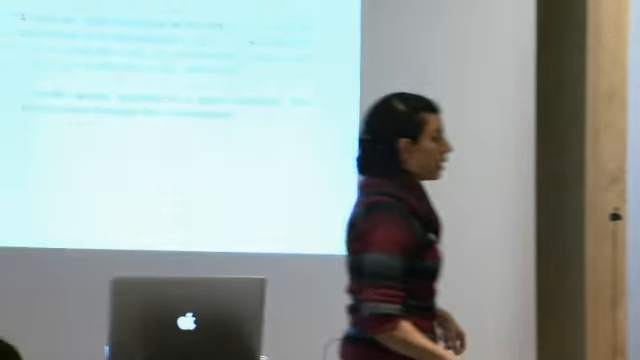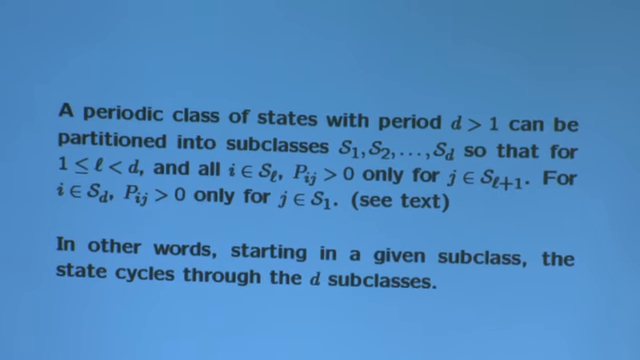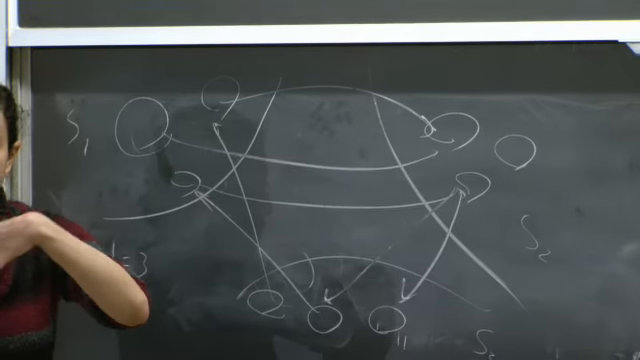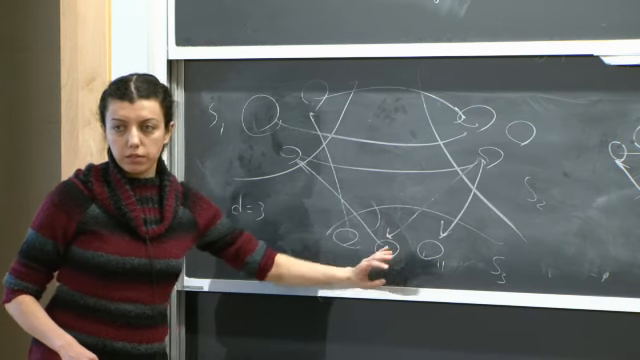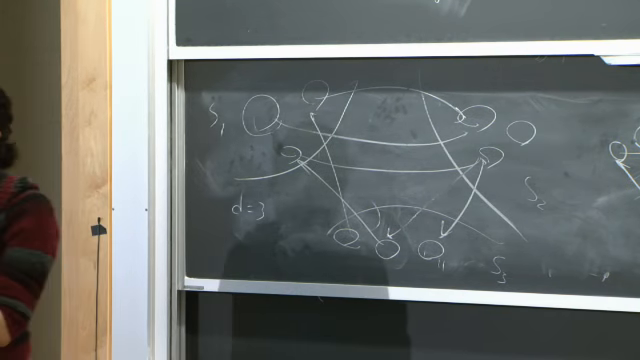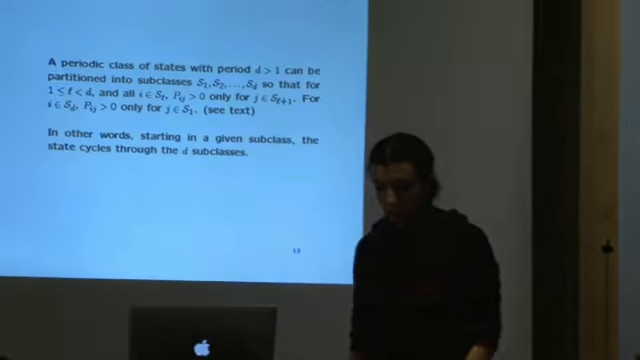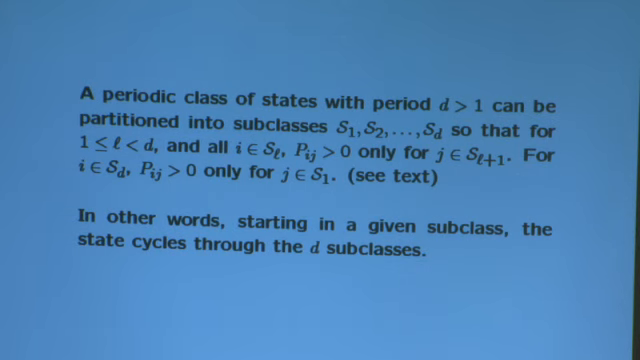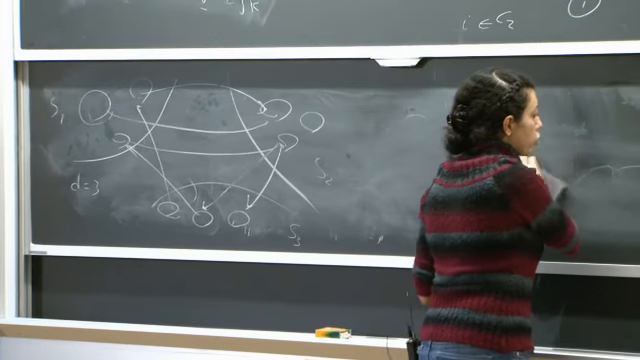So if I am in a subclass, the next state will be in the next subclass for sure. So I know the subclass in which my next step is. And in 2 steps, I will be in the other subclass. So you know the set of classes that I can be in at step D plus M.